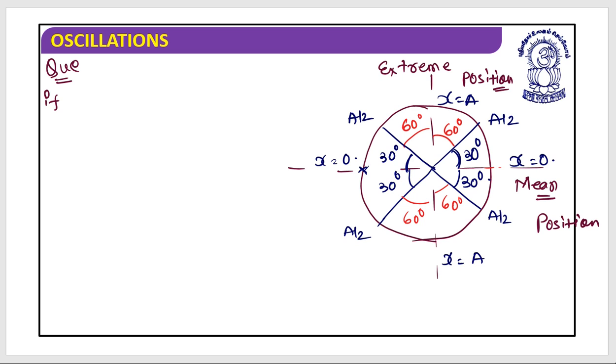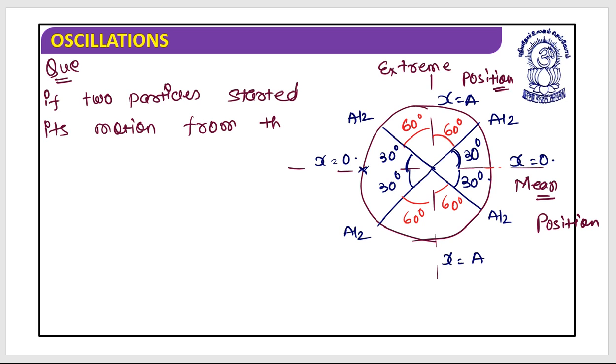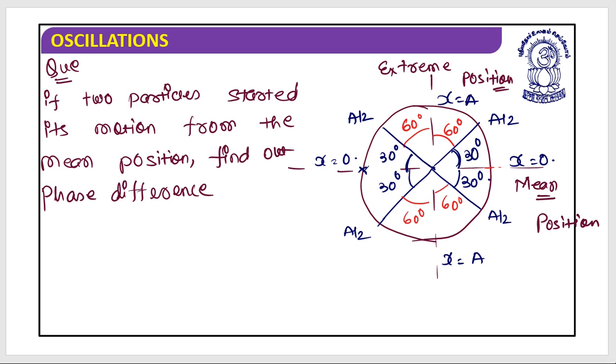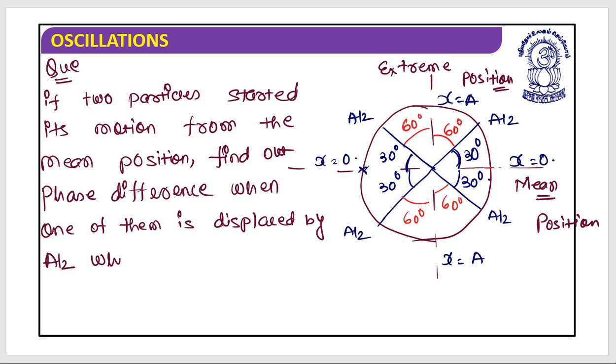If two particles started their motion from the mean position, then find out the phase difference when one of them is displaced by A by 2 while another is displaced by A.